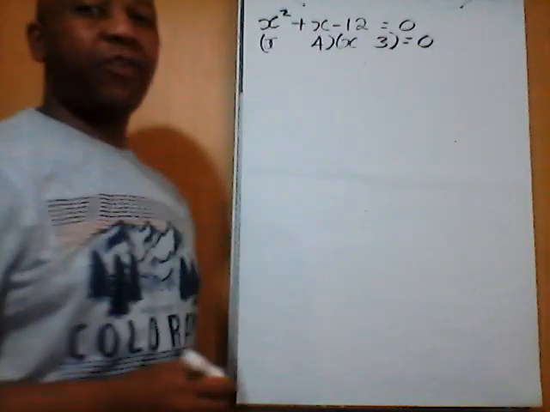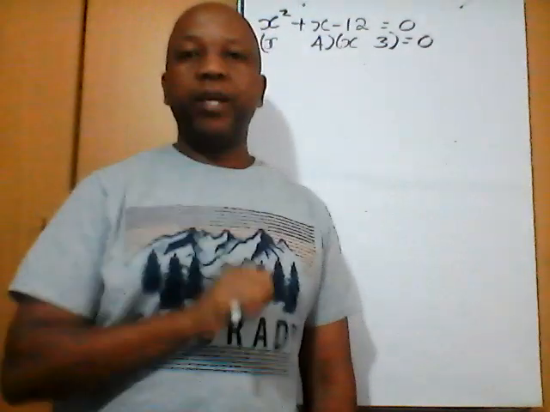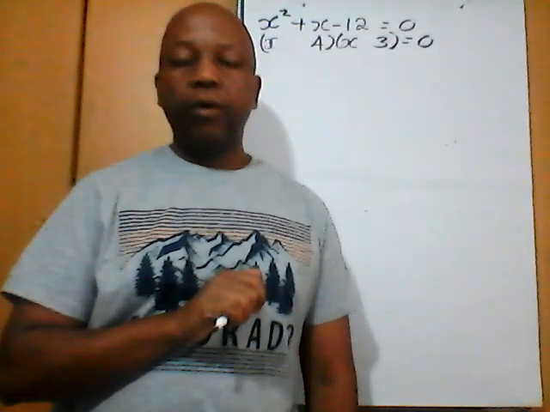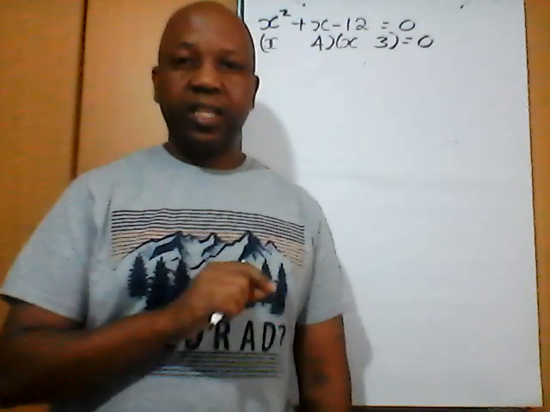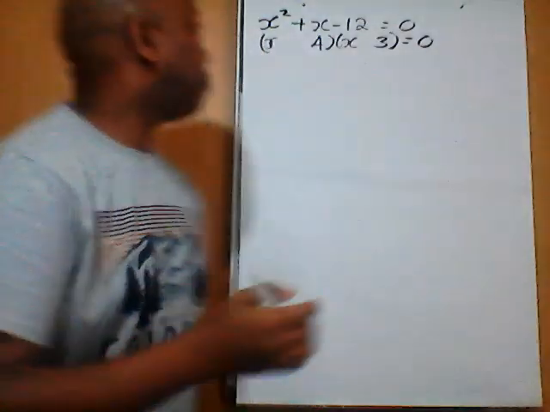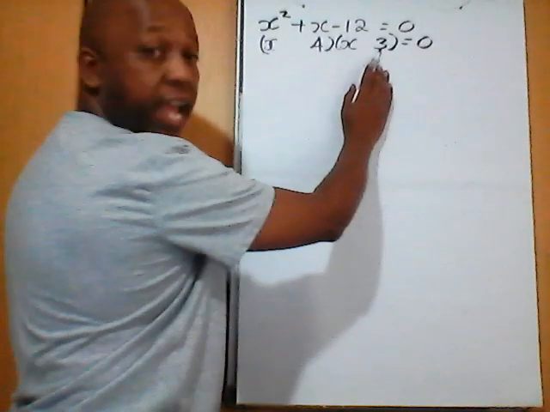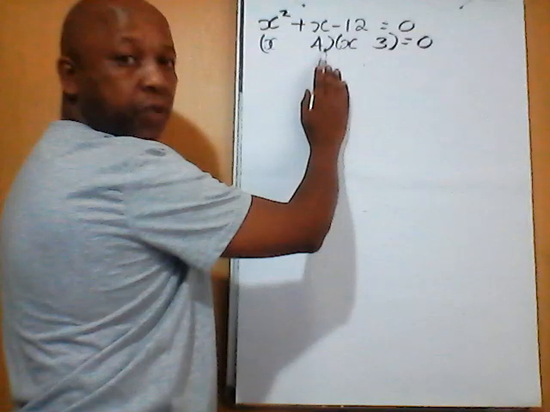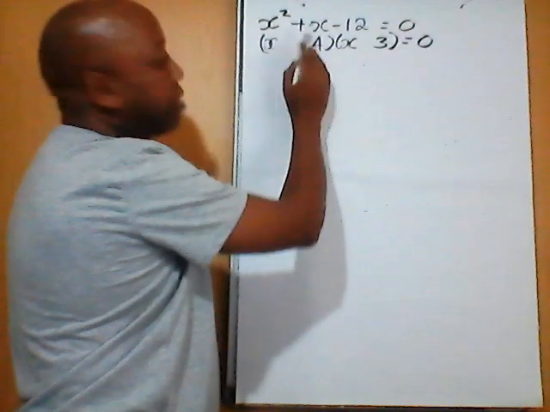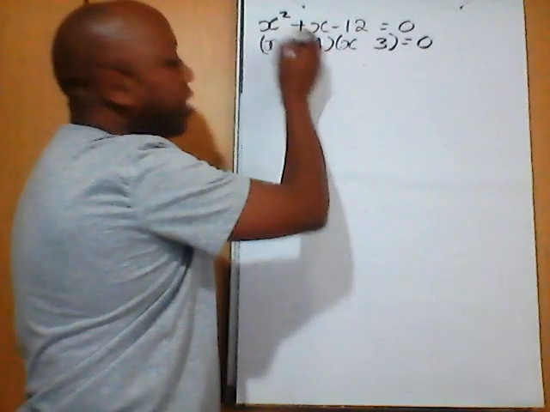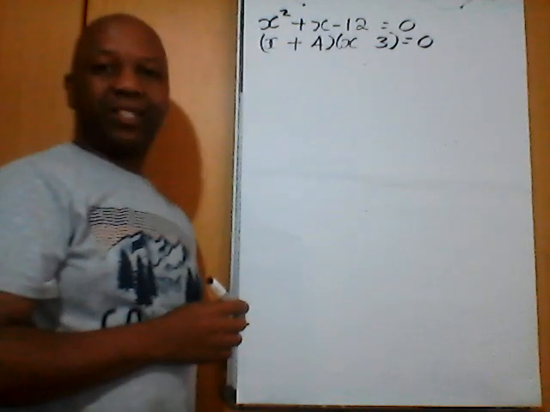Now we have to decide on the sign. Rule number 2. The bigger factor must take the sign of the middle term. So the bigger factor between 4 and 3 is 4. The sign of the middle term is a plus, so the first bracket becomes x plus 4.